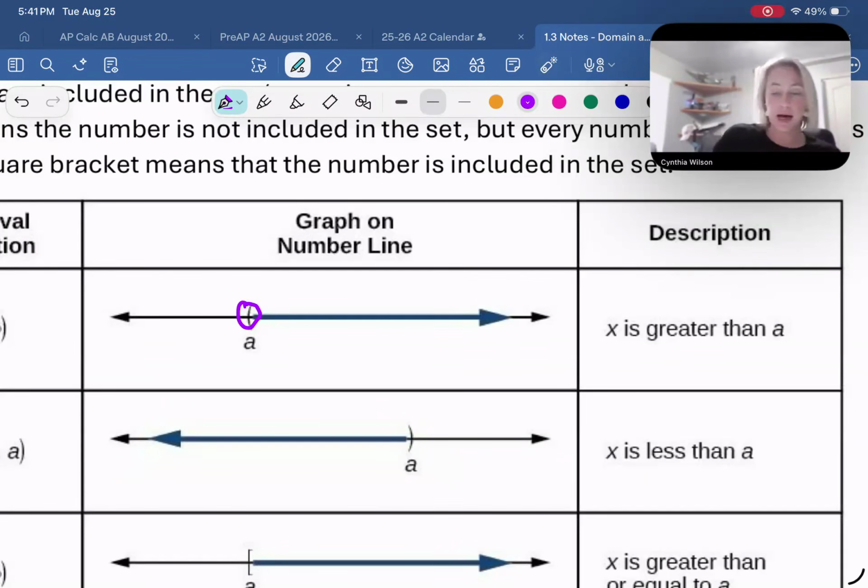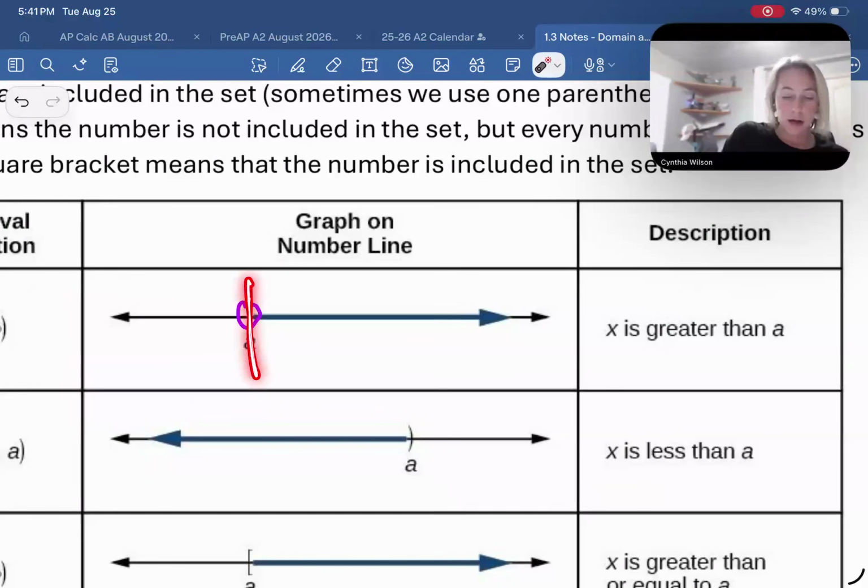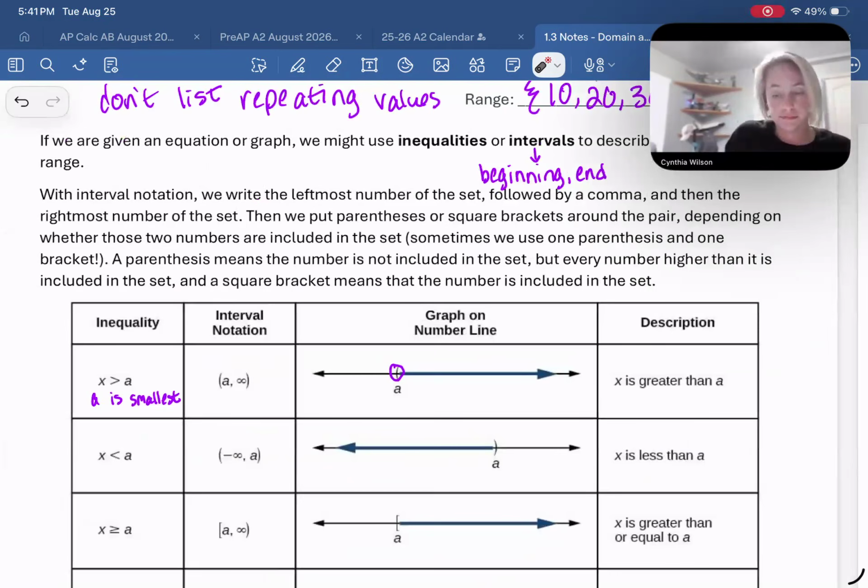And you see how I have this blue arrow that's kind of pointing off to the right? It means everything after that. This is a number line. So if I'm on the right side of A, everything is greater than A. We can go vice versa.